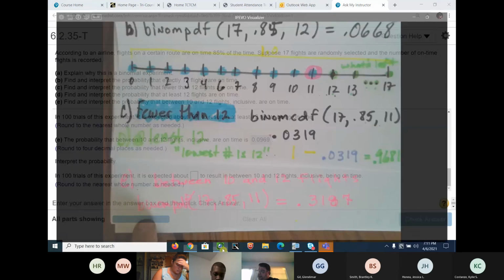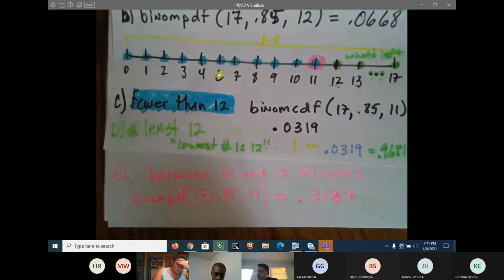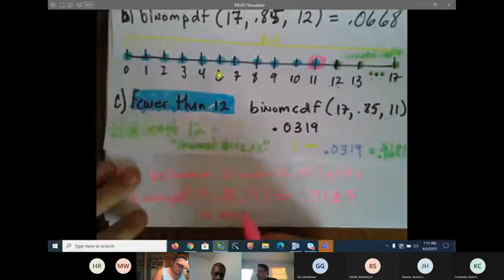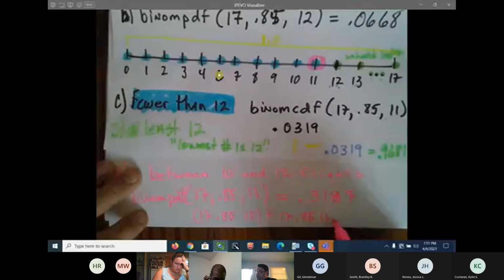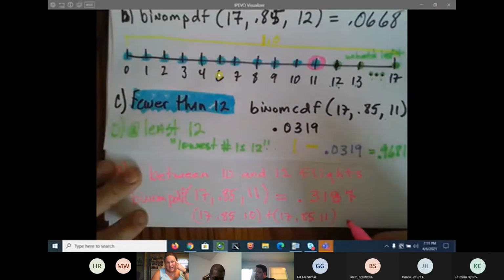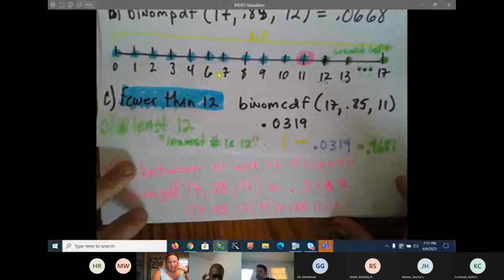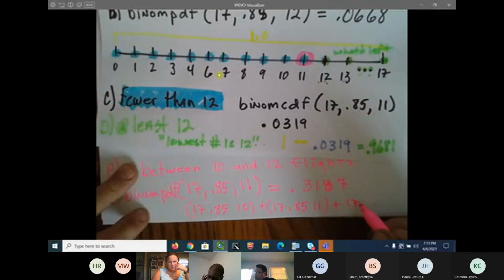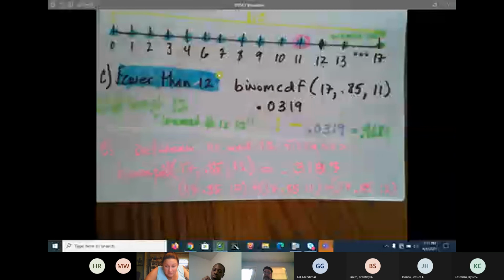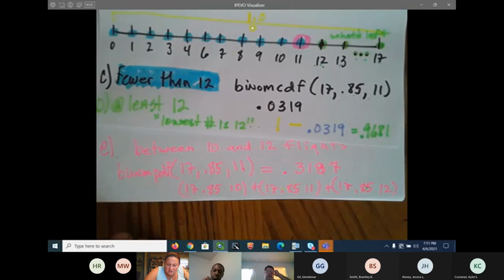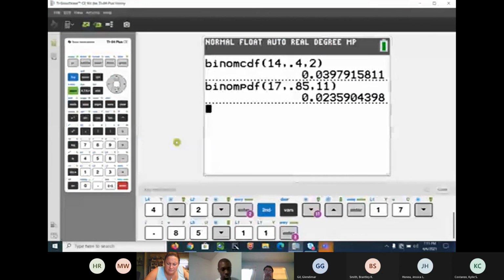So you got to do 17.85 and 10 plus 17.85 and 11. I can't read that pink handwriting. Hold on, let me finish. 17.85 and 12. So you got to do all three. So I'm going to do it on the calculator so you can see it better. So I've got to do all three of them.